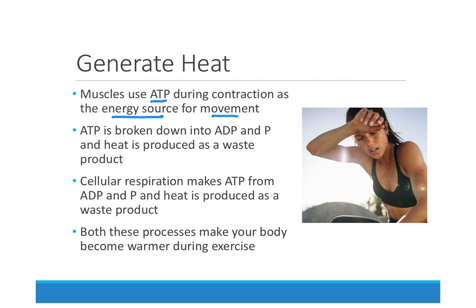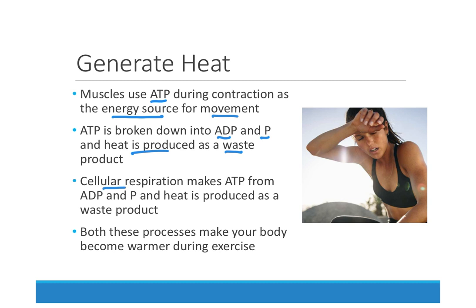ATP is broken down into ADP and excess P. And whenever chemical bonds are broken, you have heat being produced as a waste product. So as ATP is used, it is broken down. As it is broken down, heat is given off.